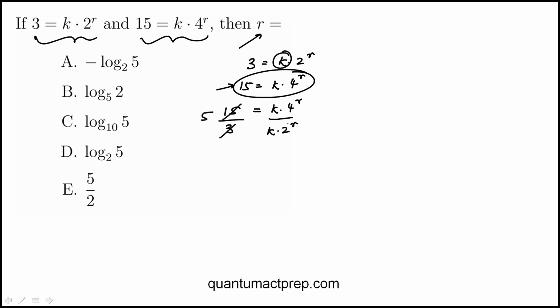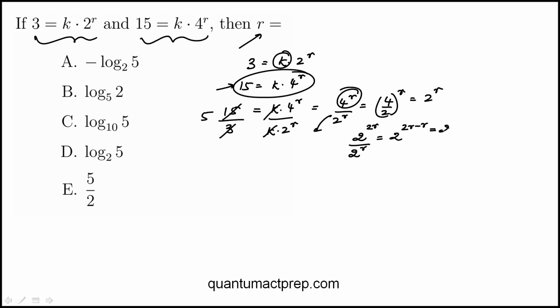So that becomes 5. K knocks out, and then 4 to the r over 2 to the r is the same as 4 over 2 to the power of r, because we have the same exponent. So this is 2 to the r. Now some students might also rewrite this as base 2. So that would be 2 squared, 4, and then do the subtraction. So either way, you'll get the same answer.